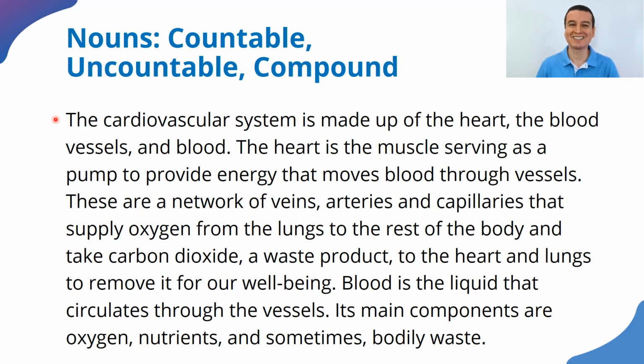Pronounce, please. The cardiovascular system is made up of the heart, the blood vessels, and blood. The heart is the muscle serving as a pump to provide energy that moves blood through vessels. These are a network of veins, arteries, and capillaries that supply oxygen from the lungs to the rest of the body and take carbon dioxide, a waste product, to the heart and lungs to remove it for our well-being. Blood is the liquid that circulates through the vessels. Its main components are oxygen, nutrients, and sometimes bodily waste.